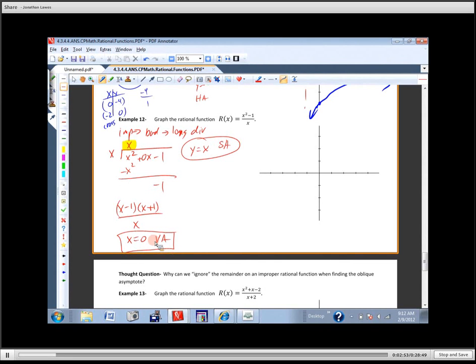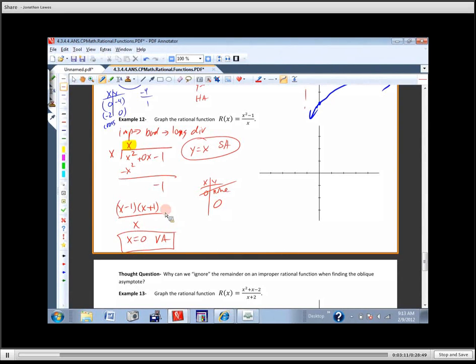The next thing we do is find intercepts. So I'll plug in a 0 for x. Well, wait a minute. Can you plug in a 0 for x? You can't plug in a 0 for x. So there is no y-intercept. No y-intercept at all.